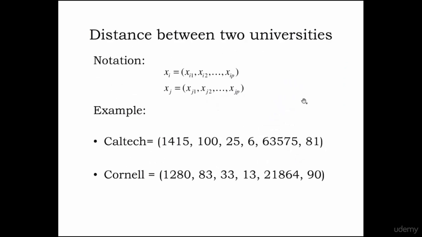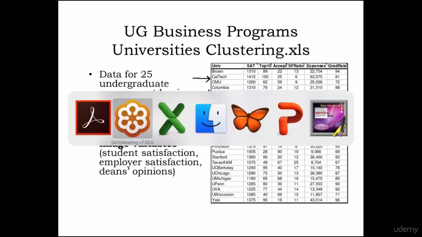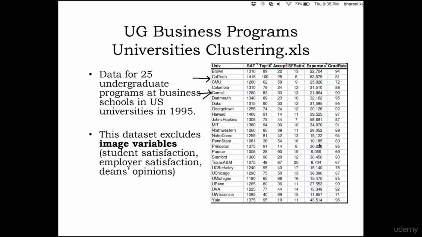Now, how do you find out the distance? Say you have Caltech and Cornell here. How do I find out the distance between these two universities? You have how many features based on which you're trying to decide all of these things? You have SAT score as a feature, top 10 as a feature, acceptance ratio, student faculty ratio, expenses, and graduation rate. For the SAT score, the higher the score, the better it is.